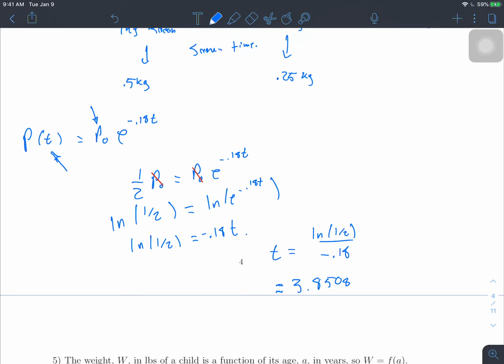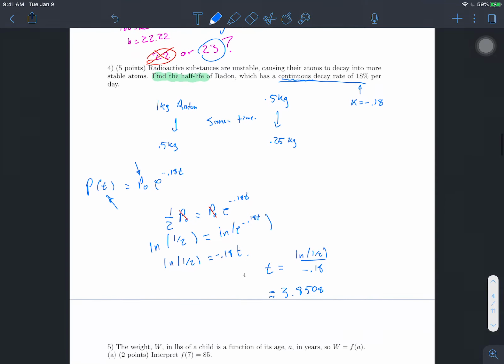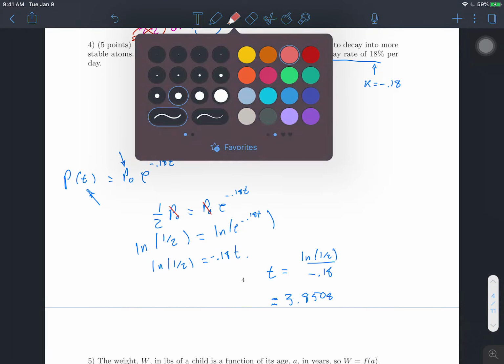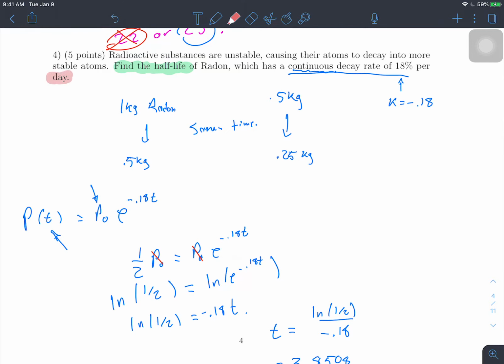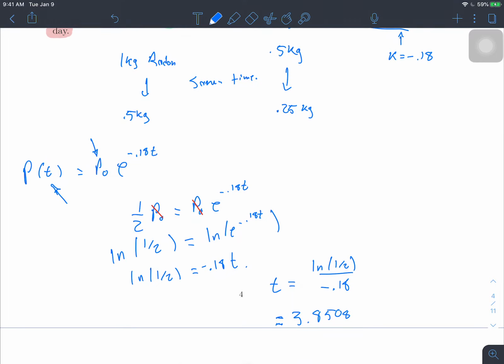And would you look at that, it actually is true that the half-life of radon is 3.8 days. Wonderful. Finally, we should make sure to note what the units of T are. Since our continuous decay rate is measured daily, we know that this should have the units of days, 3.8508 days. So don't forget to have units on your answers.